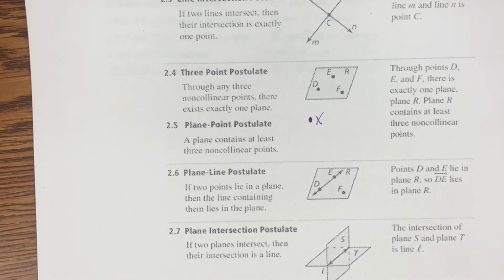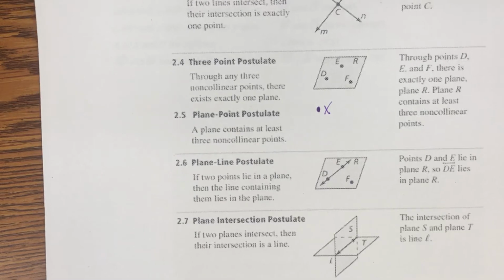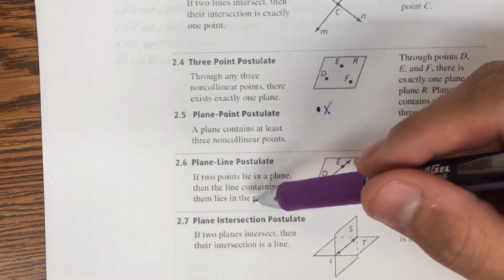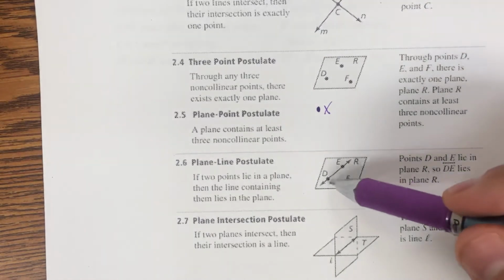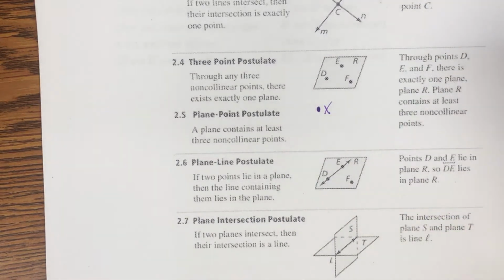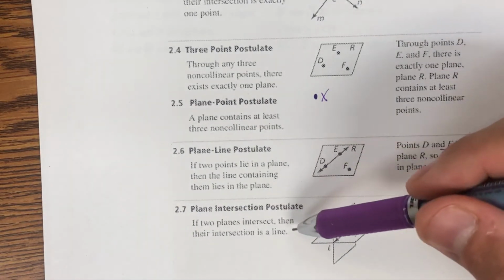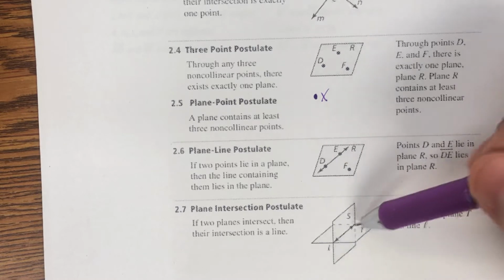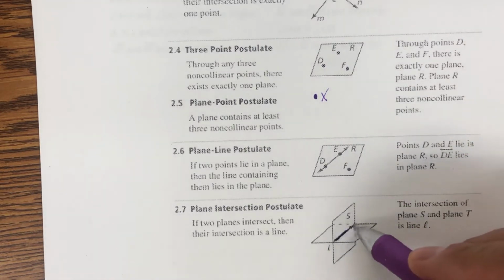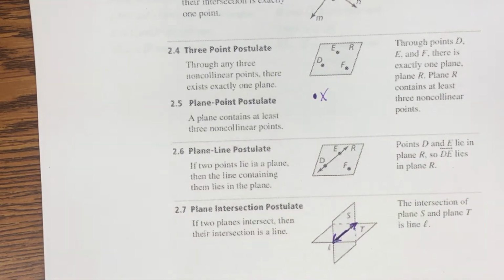All right. Next, we're going to talk about the plane line postulate. If 2 points lie in a plane, then the line containing them also lies in the plane. So in this case, D and E are in the plane, so the line that goes through them would also be in that plane. And finally, if 2 planes intersect, then their intersection is a line. So the planes keep going, that line keeps going. This is the line where our 2 planes intersect, right there in purple.